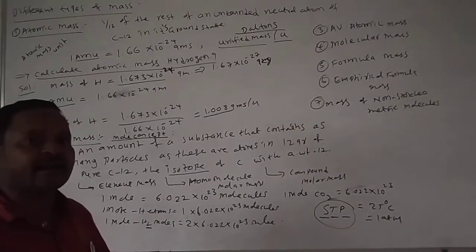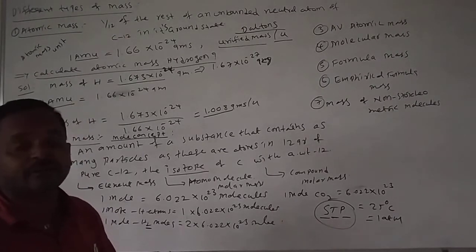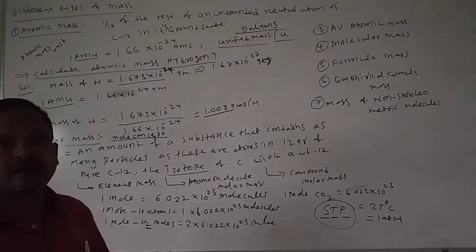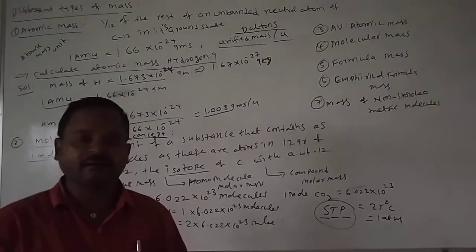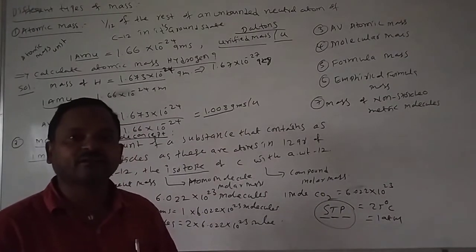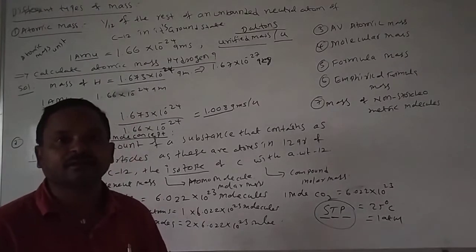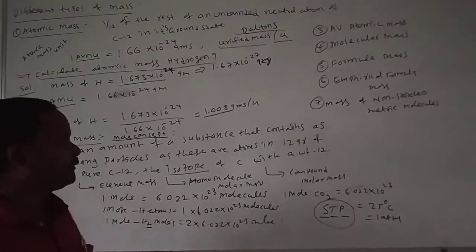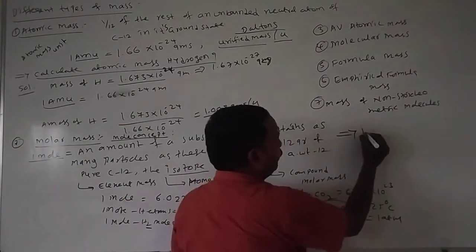1 mole of carbon dioxide contains 6.022 into 10 to the power of 23 molecules. Any substance, 1 mole of gold, 1 mole of banana, contains 6.022 into 10 to the power of 23 molecules.